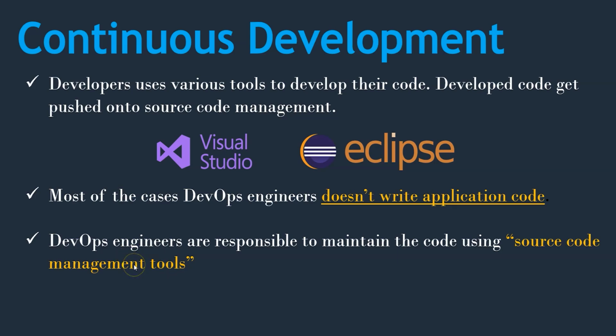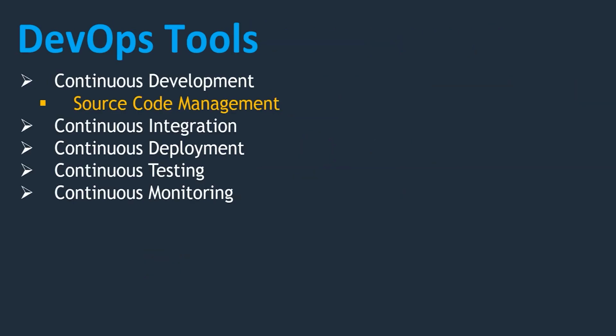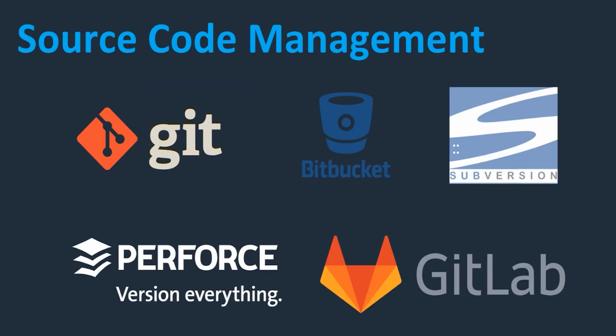So to maintain code, we need to use source code management tools. I have shown you that, right? We need to use source code management tools to maintain their code. So under continuous development, we don't develop the code, but source code management comes under the DevOps engineer role. This we are going to handle. If we see the source code management tools which are there in the market, these are the source code management tools: Git, Bitbucket, Subversion, Perforce, GitLab, and a few others. These are some of the popular source code management tools.